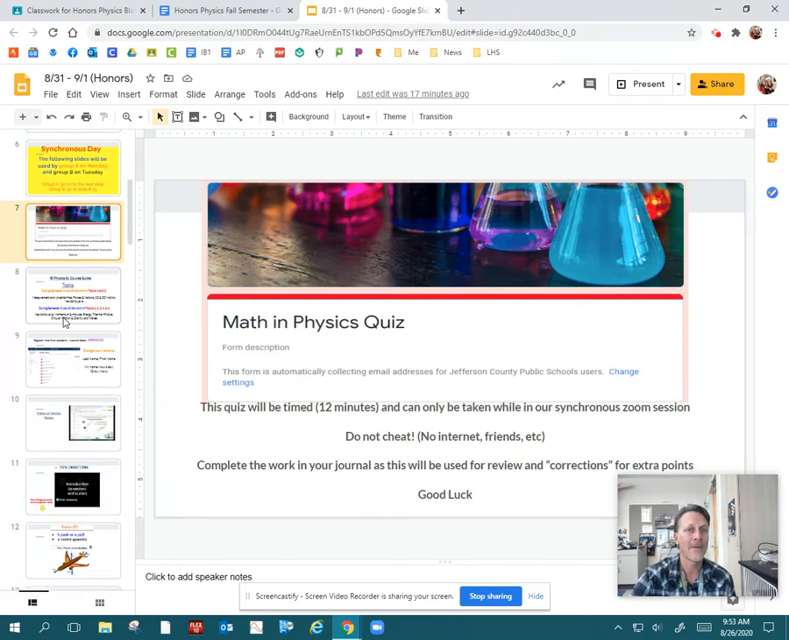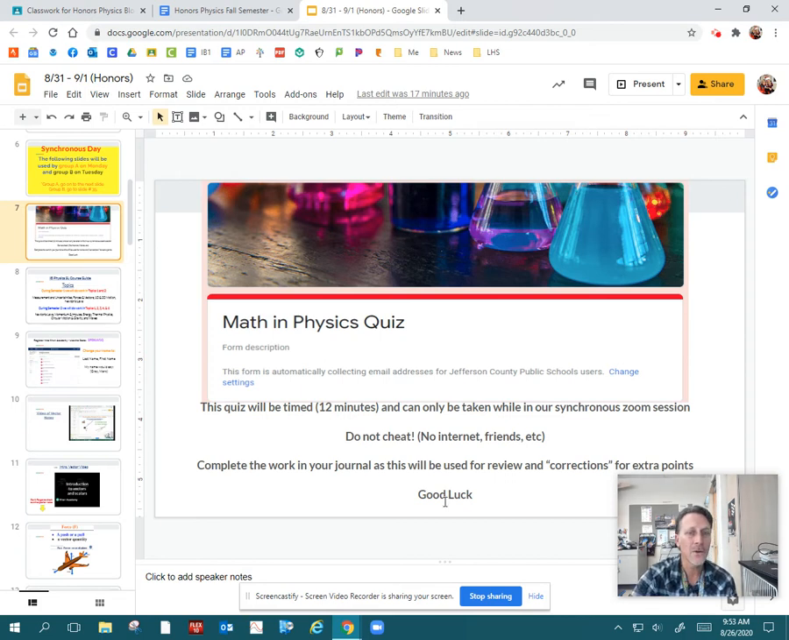First thing we'll do is a math and physics quiz, and this quiz is going to be timed. It's going to take 12 minutes. At the end of that session, we'll be done. Do not cheat. Cheating means getting on the internet, looking up answers, asking your friends, asking your family. We're going to do it in the 12 minutes. Cheating would also be taking screenshots and saving them, giving them to other people. So please don't do that. We don't want to see any cheating.